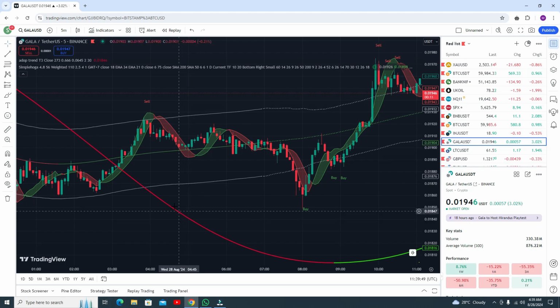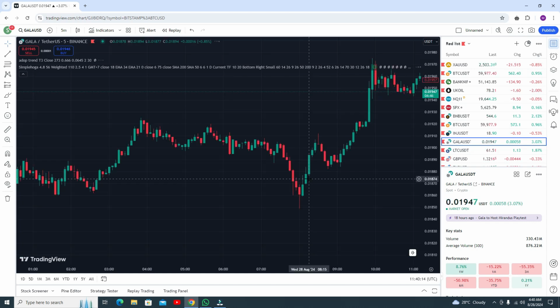Yes, it is. The adopter line is below the lower band line. First condition is true. The second condition: the adopter line should be below the lower band line. Yes, it is. The second condition is true. The third condition: if the adopter line is green, it's a double confirmation signal, and if the adopter line is red and you are getting the two conditions true, then it's not a double confirmation signal.